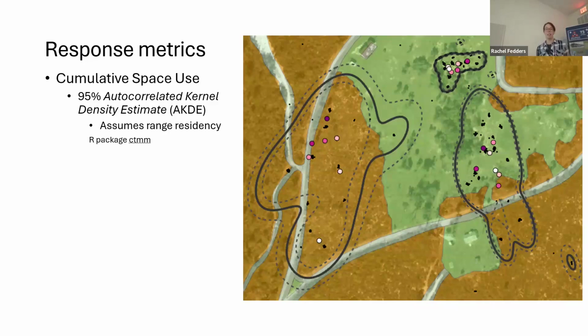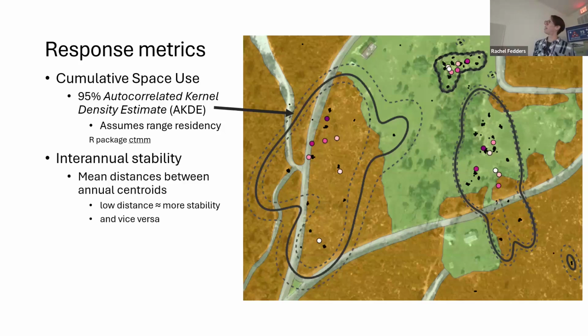And using this location data set, we calculated 2 main response metrics. Our cumulative space use was based on these 95% autocorrelated kernel density estimates, or AKDE. I won't go into it too much in depth, but one of the main assumptions for this method is range residency. And that just means that these females aren't migrating, they're not dispersing long distances. They're generally staying in a range. And those are represented by the gray lines.